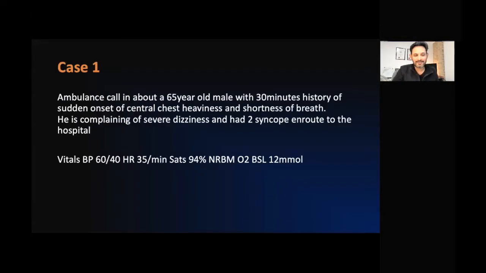All right. Case one is an ambulance calling in about a 65-year-old male with 30 minutes of history of sudden onset central chest heaviness and shortness of breath. He's complaining of severe dizziness and he's had 2 syncopes. Clinical relevance is important while interpreting the ECG. This is a patient who's come in hemodynamically compromised with a low heart rate, so you're already expecting AV block, high grade AV block. Plus he's had chest pain, so you would be expecting some sort of ischemia pattern.